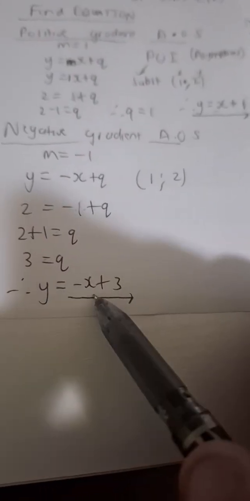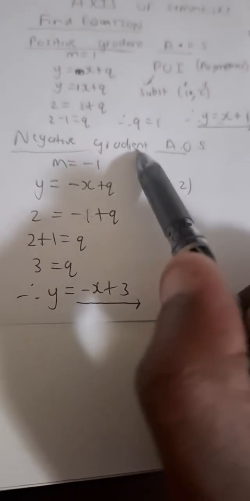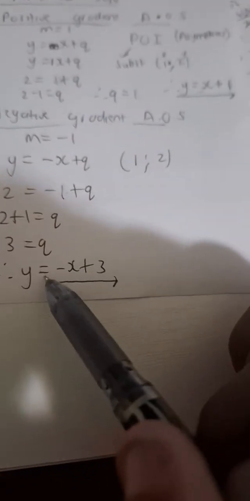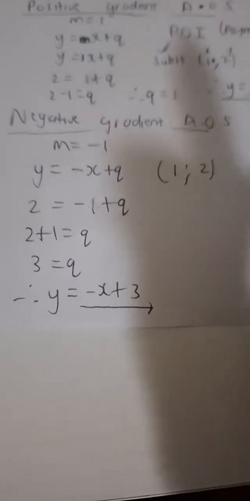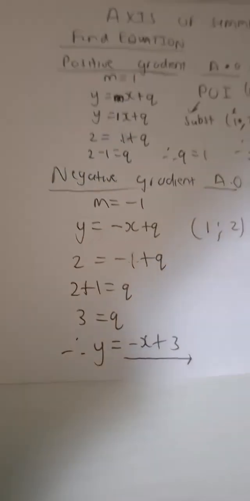Then when we write the negative gradient axis of symmetry, it is equal to y is equal to negative, since it has a negative gradient, x plus 3.